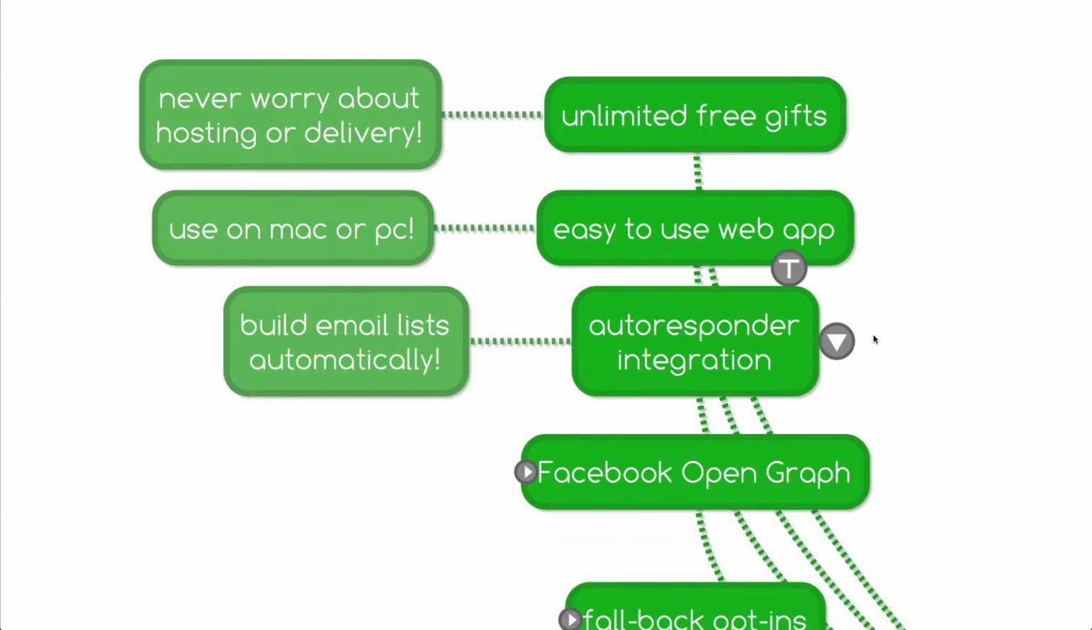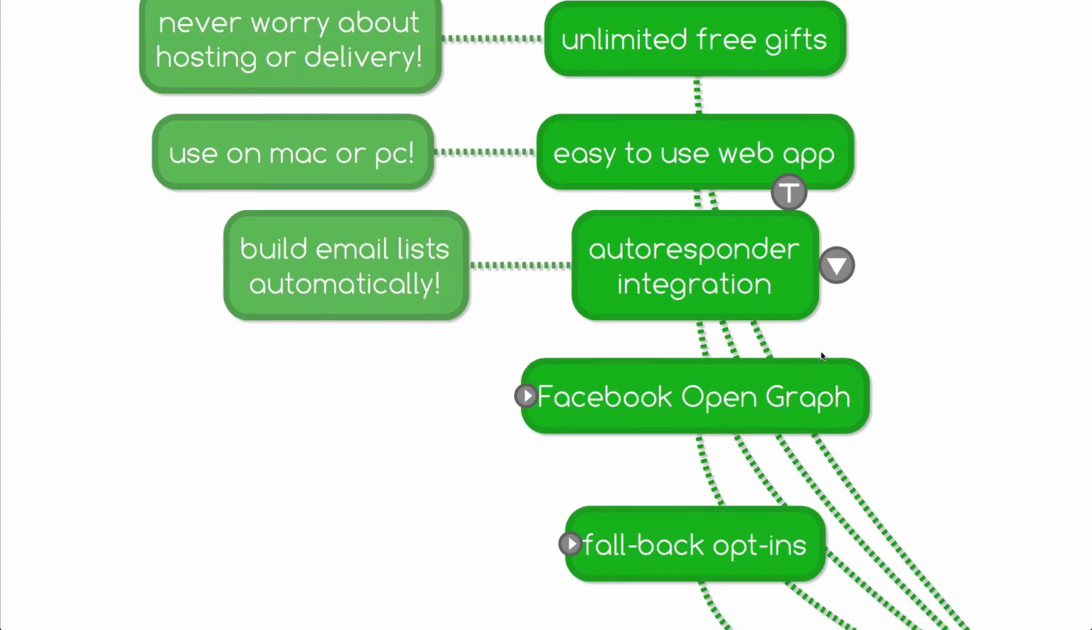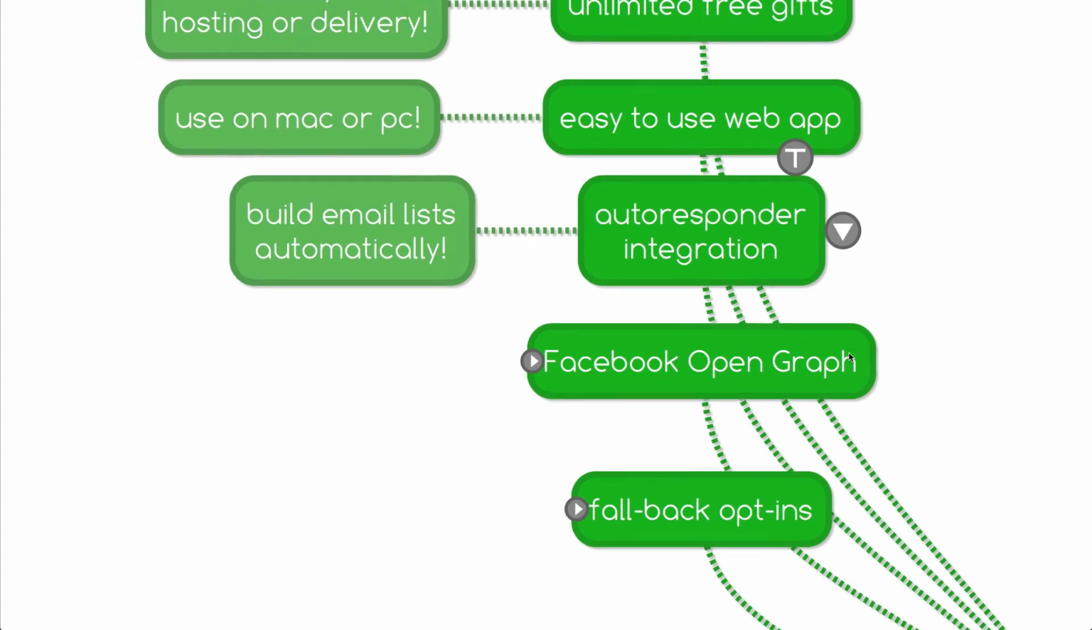Autoresponder integration, we integrate with all of the major autoresponders: MailChimp, Aweber, Constant Contact, iContact, Office Autopilot, and Infusionsoft. So this allows you to build your email list automatically. As soon as someone clicks access this free gift, whether it's on Facebook or on your free gift widget, they are automatically added to your email list.